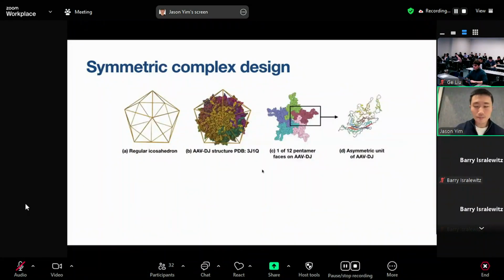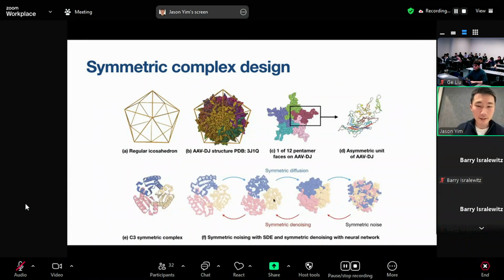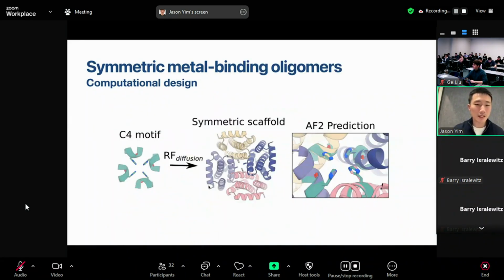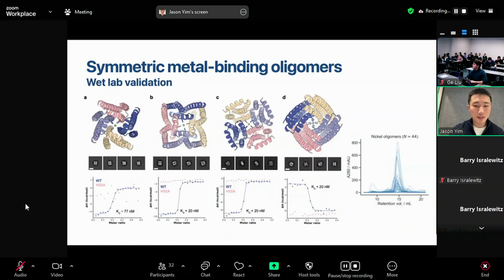Yeah, so I'm going to go a little bit faster because I'm running out of time. This is symmetric protein design, where you apply diffusion symmetrically to generate the symmetric complex. And then we're also able to test this out and verify that the proteins actually became these symmetric complexes. We also combine scaffolding and symmetry to generate symmetric scaffolds. And of course, these are also tested out, and we found that they are actually active.